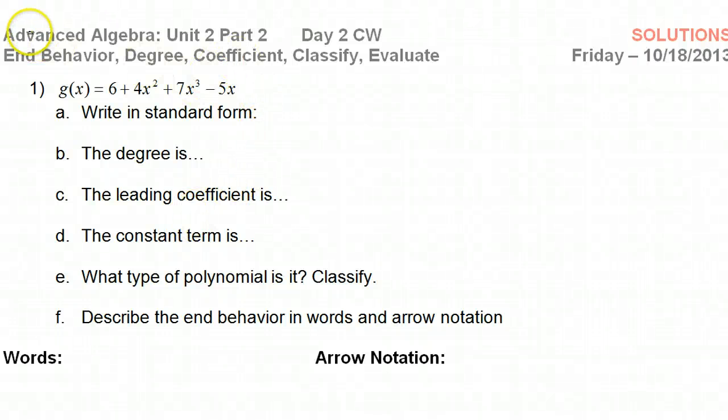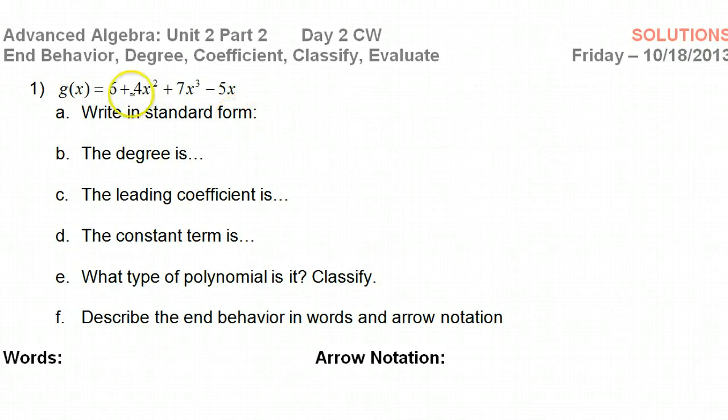Alright, this lesson is about end behavior, degree, leading coefficient, classifying, and evaluating polynomials. A lot is packed into this little lesson.